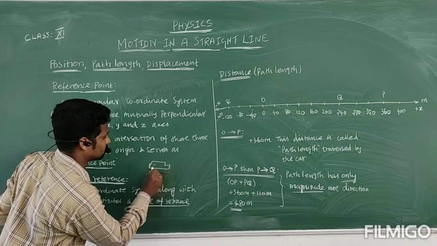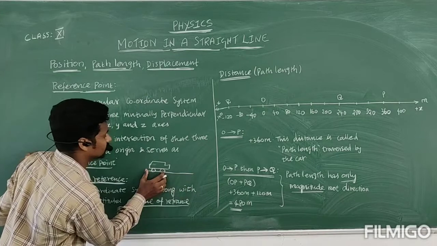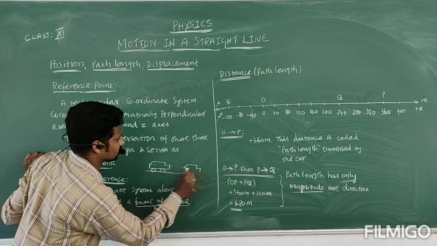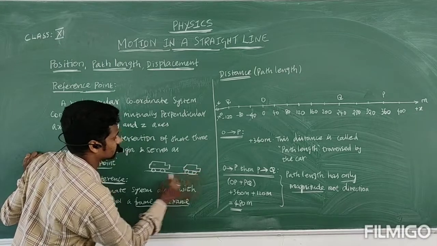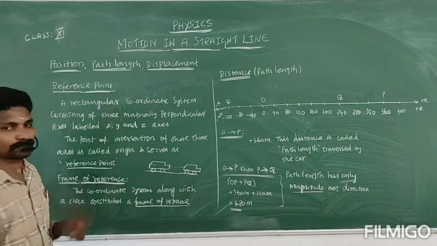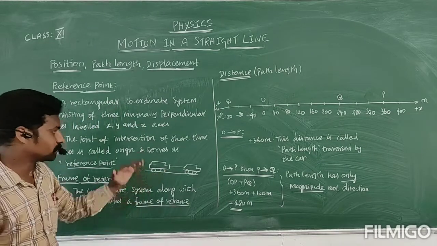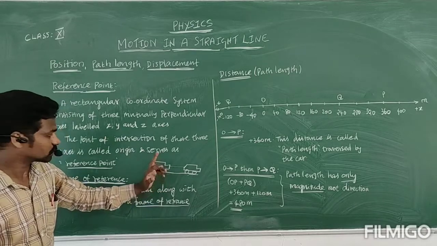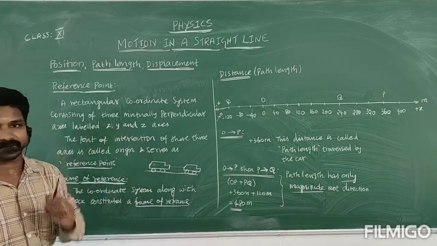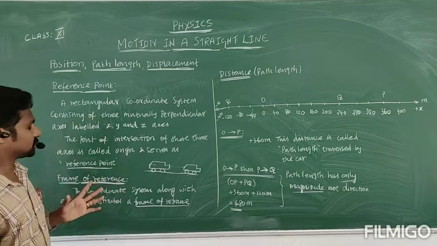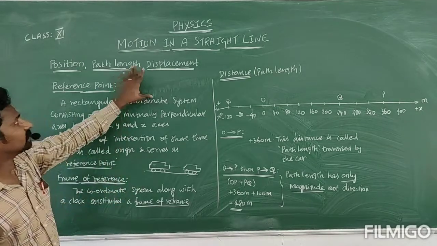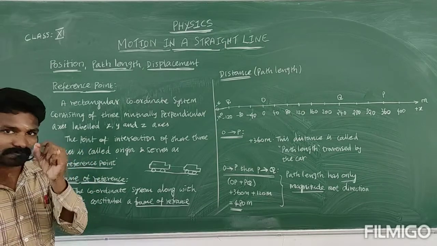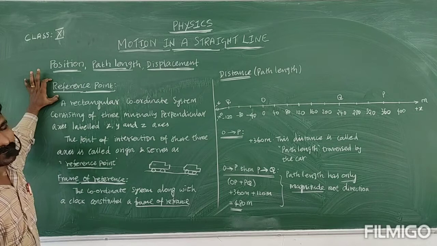Suppose the particle is like a car. Now this car will change its position from here to here. So now this is a path length. We are going to explain the path length and the displacement from this simple example. But before discussing path length and displacement, we should know one technical word, that is reference point.